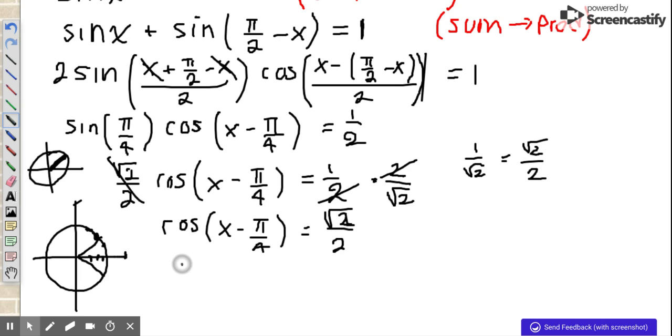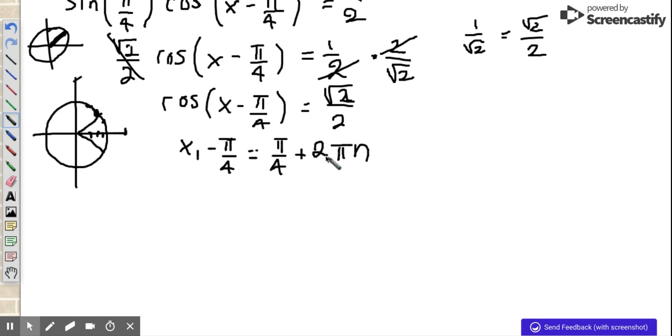So the first angle is going to be x1 minus pi over 4 is equal to pi over 4 plus 2k pi, or 2 pi n. It doesn't matter if you use k or n. Therefore, x1 is going to be equal to pi over 4 plus pi over 4, which is pi over 2, plus 2 pi n. So that's our first value.